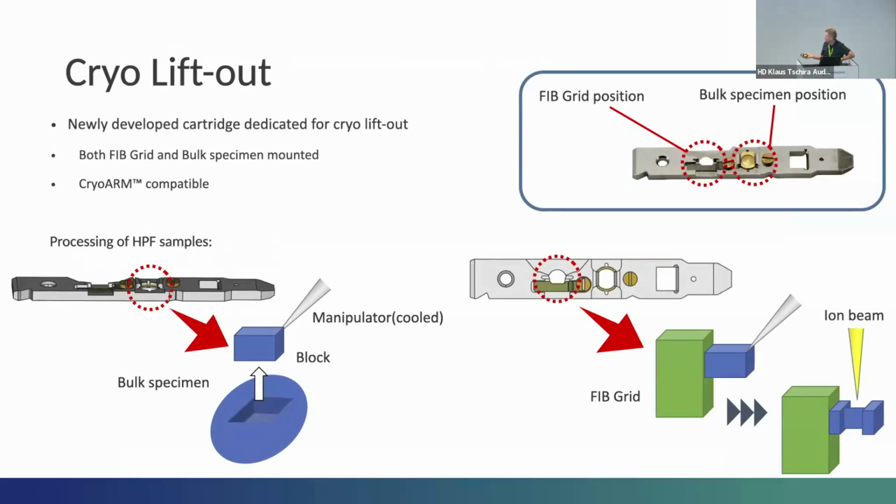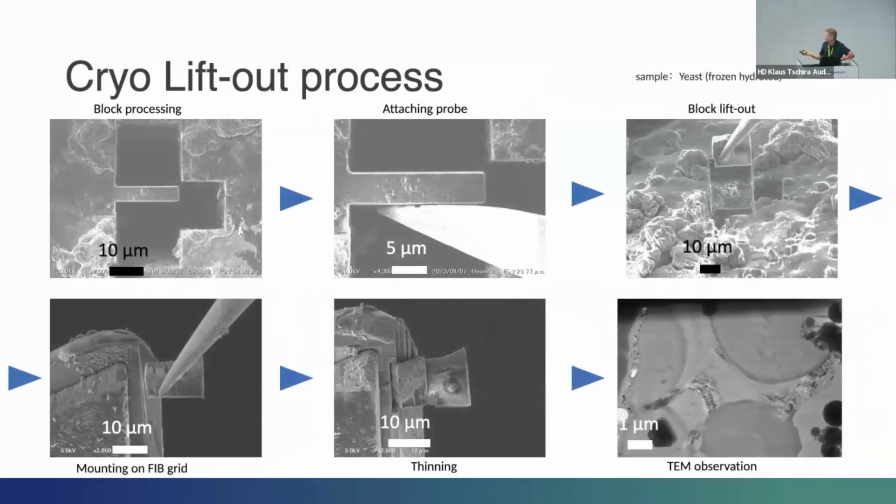And essentially what you do is you will cut out a block of interest, pick it up with a manipulator under cryogenic conditions, mount it onto the FIB grid, and then further thin it using the ion beam inside the FIB. And just an example of this in practice, again, we're cutting out the block process, attaching the probe by redeposition method, and then transferring it over to the FIB TEM grid, and then further thinning it before going to the TEM for cryo-electron tomography.